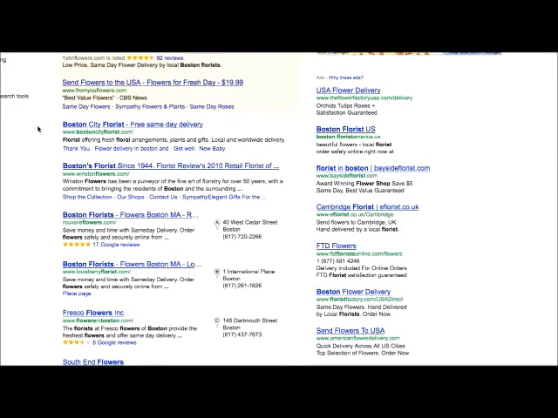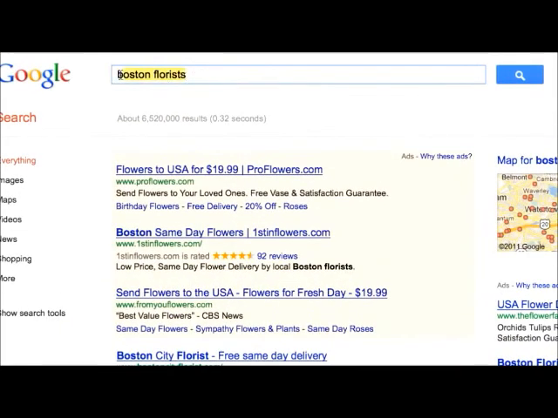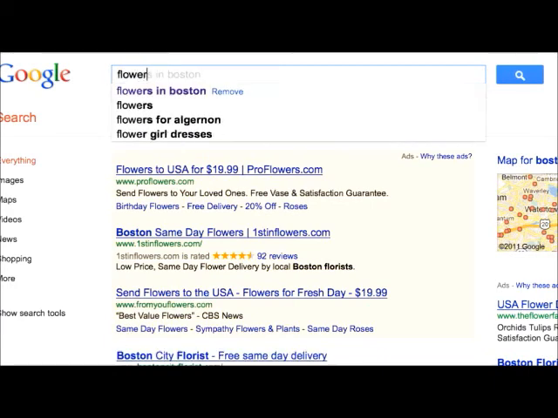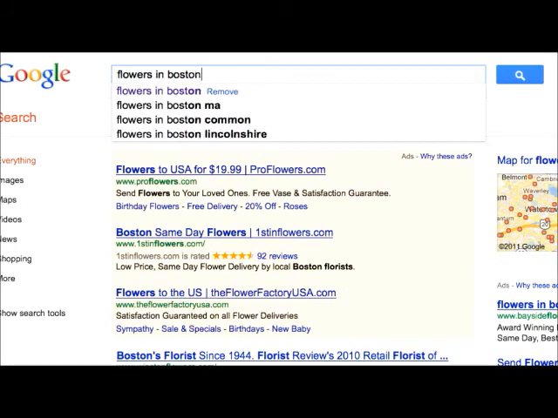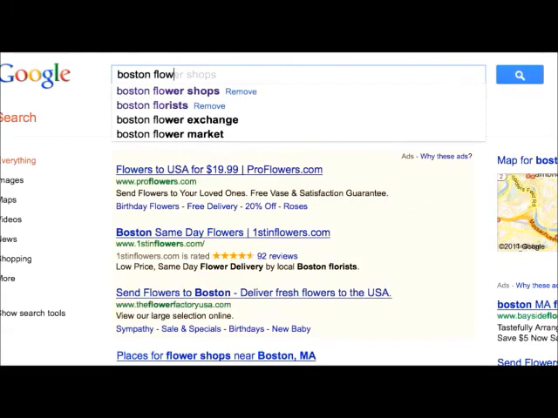But let's not stop here. Okay, so you're a Boston florist. But how many people, when searching for a business like yours, will type in precisely Boston florist? Some, maybe, but certainly not all. If I were sitting there in front of my computer in Boston, I personally would type in something like flowers in Boston. Or maybe Boston flower shops.